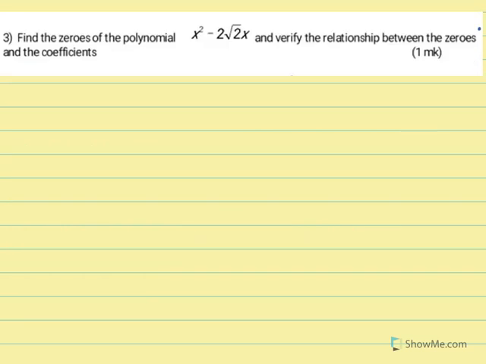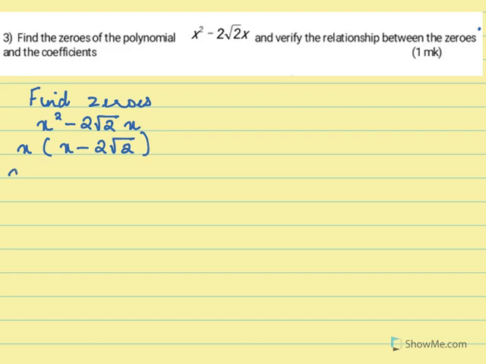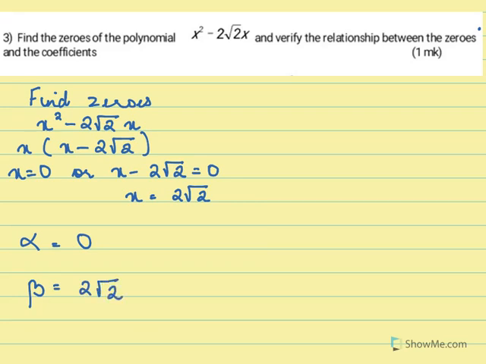Find the zeros and verify the relationship between the zeros and the coefficients. So first we'll find the zeros. We do this first. So it is x square minus 2 root 2x. We'll take x common out. So x into x minus 2 root 2. So x equal to 0, or x minus 2 root 2 equal to 0. So here x will be equal to 2 root 2. So the zeros are, one is alpha and one is beta. One is 0 and the beta is 2 root 2.